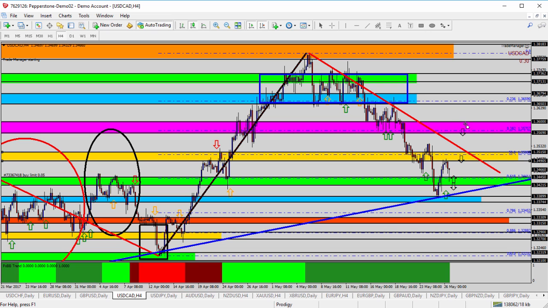By the way, let me just list out these levels here. The yellow zone is 1.3490, 1.3515, and the pink zone 1.3570, 1.3600 for the USD/CAD today.